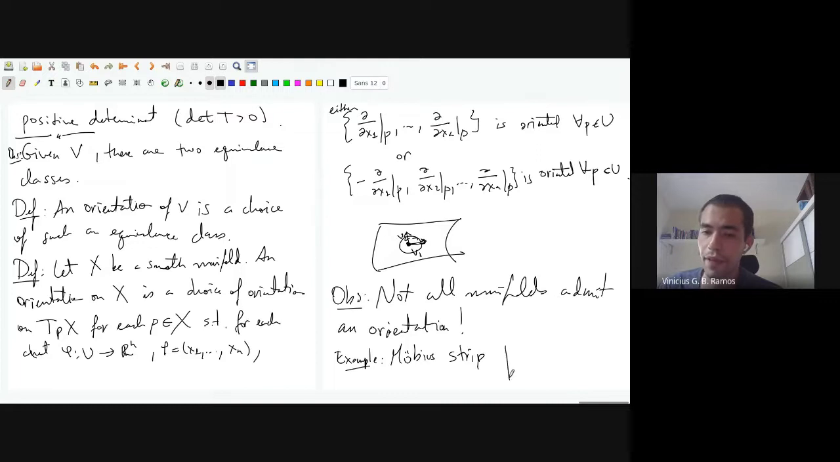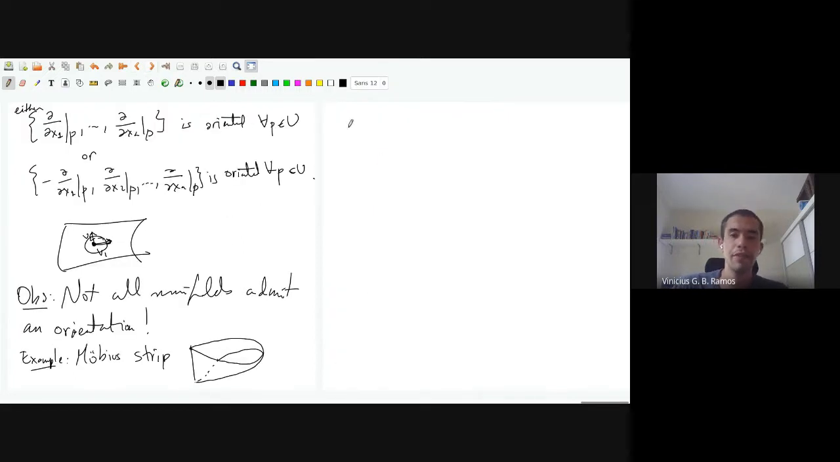So, I think everybody knows this, but you take a band and then you glue it like this. So I can draw another picture. You take something like this, and instead of gluing it like a cylinder, you glue it like this. So you take it, you do a flip, and then you glue it. Okay, and this is extremely well known, but if you want, you can try to do this.